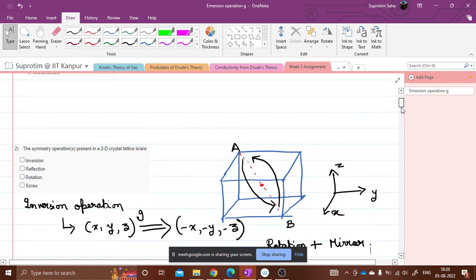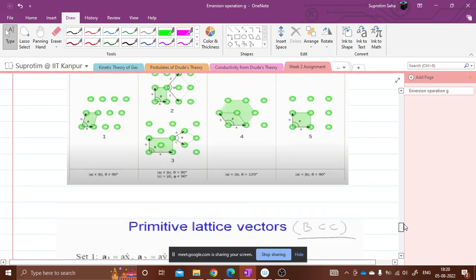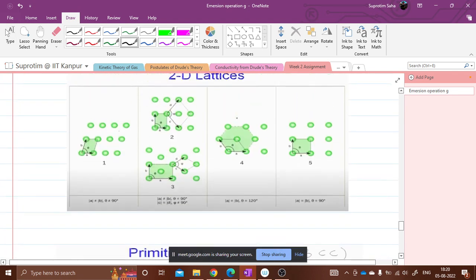All right. So if you consider the simplest case, where A equals B and theta equals 90 degrees, you can always have a mirror plane. If you draw a mirror axis or mirror plane along this, both sides are mirror images of each other and they are symmetric. So you can have mirror symmetry, which is reflection.